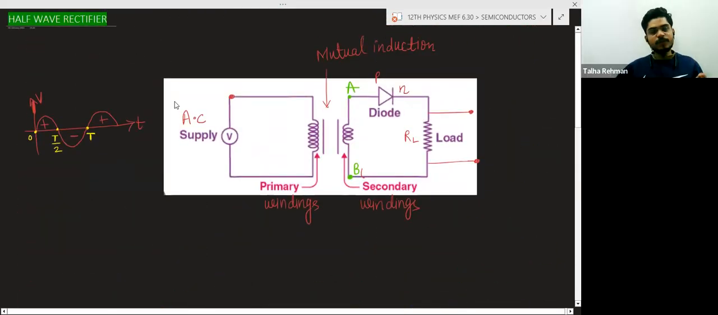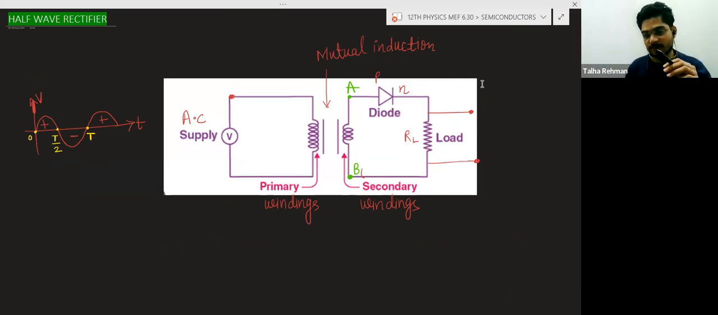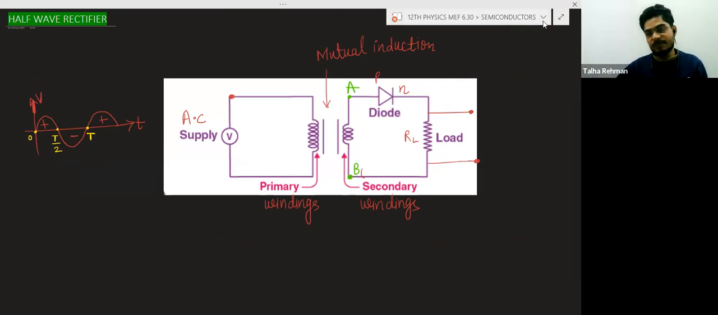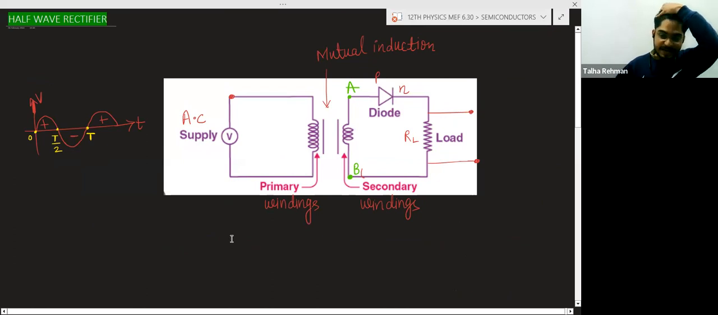After that, we will discuss the full wave rectifier. In full wave rectifier, what will we do? We will connect two diodes. When one diode will be forward bias, the other will be reverse bias, and when the other will be forward bias, the first will be reverse bias. So in positive half cycle or in negative half cycle, in both the cases, we will get the output.